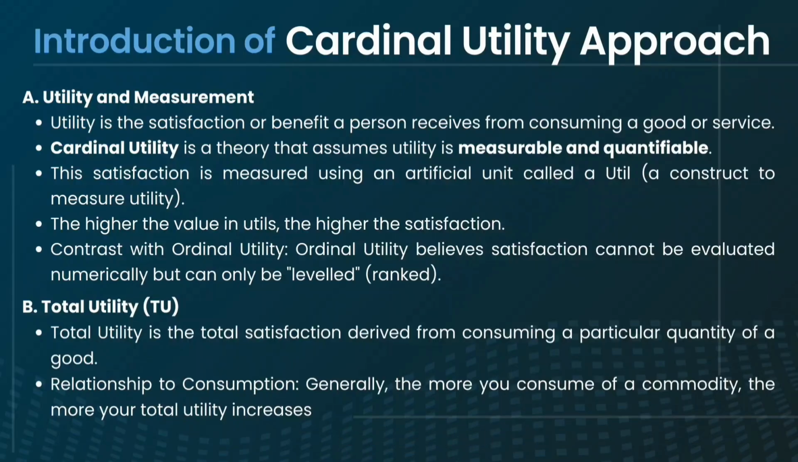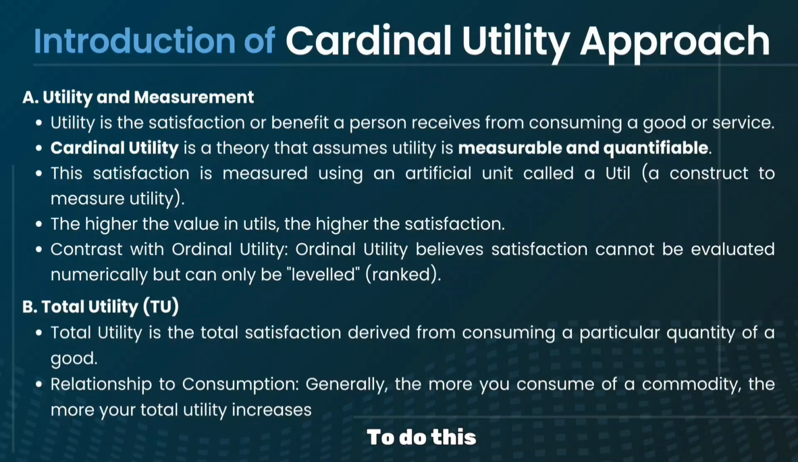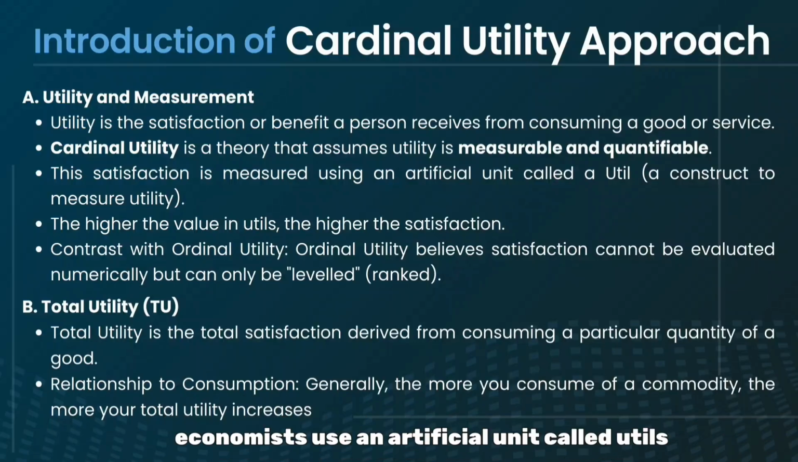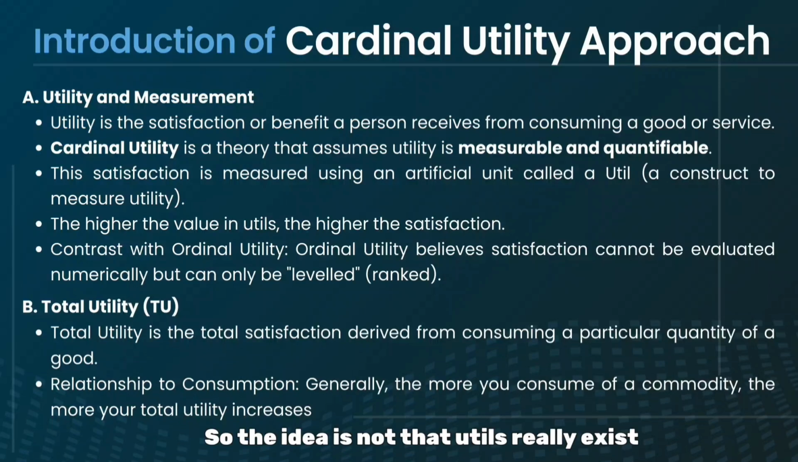In other words, satisfaction. Now, under a cardinal utility approach, we make a strong assumption. We assume that this satisfaction or benefit can actually be measured and quantified. To do this, economists use an artificial unit called a util. So the idea is not that utils really exist, but that we pretend they do. So we can say things like, this bundle gives 20 utils, another gives 15 utils. The higher the number of utils, the higher the satisfaction.